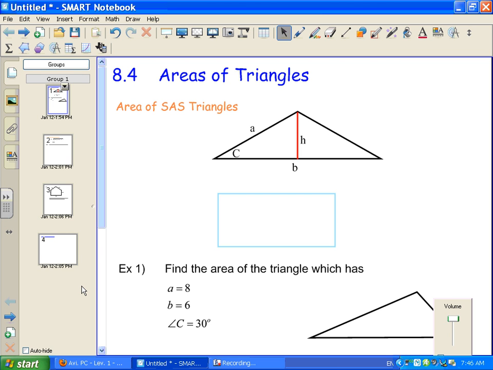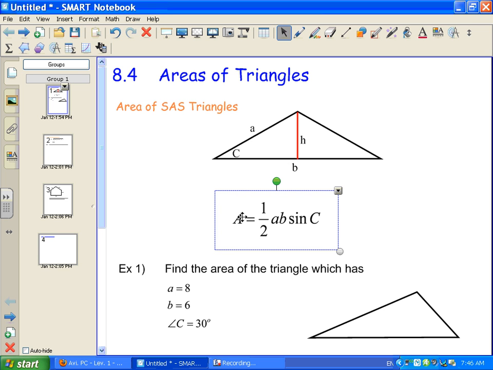You're going to get some new area of triangle formulas today. The one that you guys already know is what? What is it? 1/2 base times height. Right, so area equals 1/2 base times height. You can also use some trigonometry in order to get these.